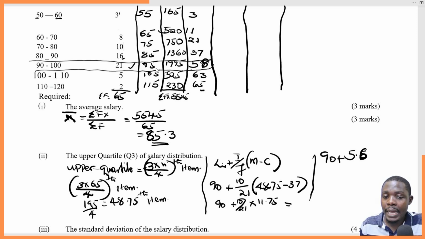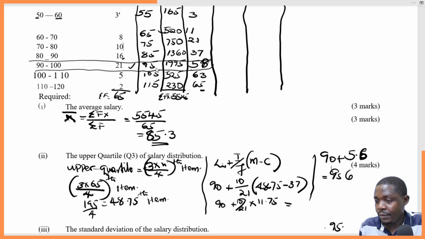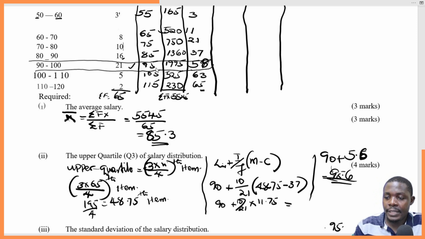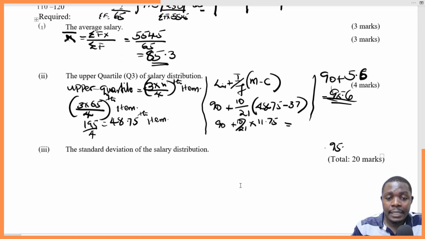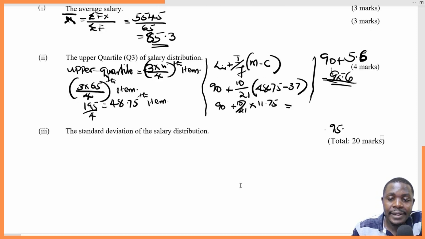Now our upper quartile is going to be 95.6. Just a minute, record it here: 95.6. Then we are told from month 3 to calculate the standard deviation for the salary distribution.